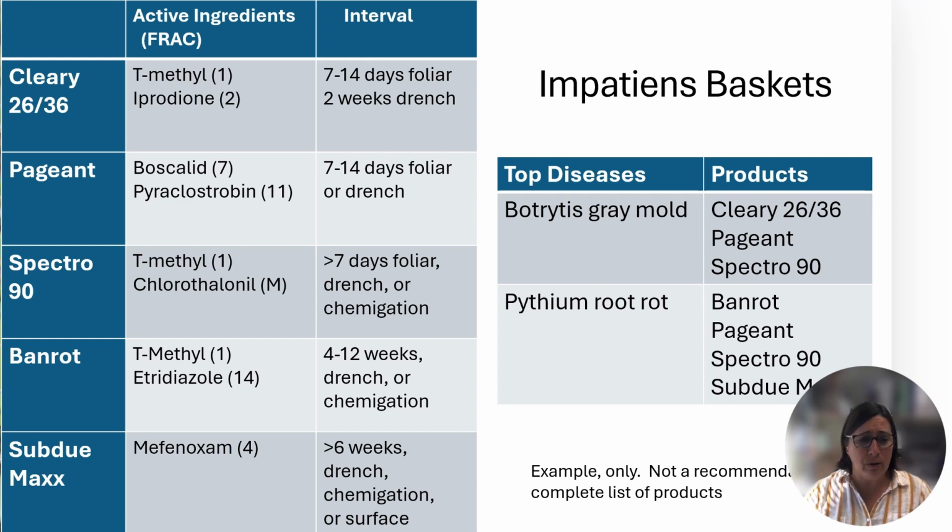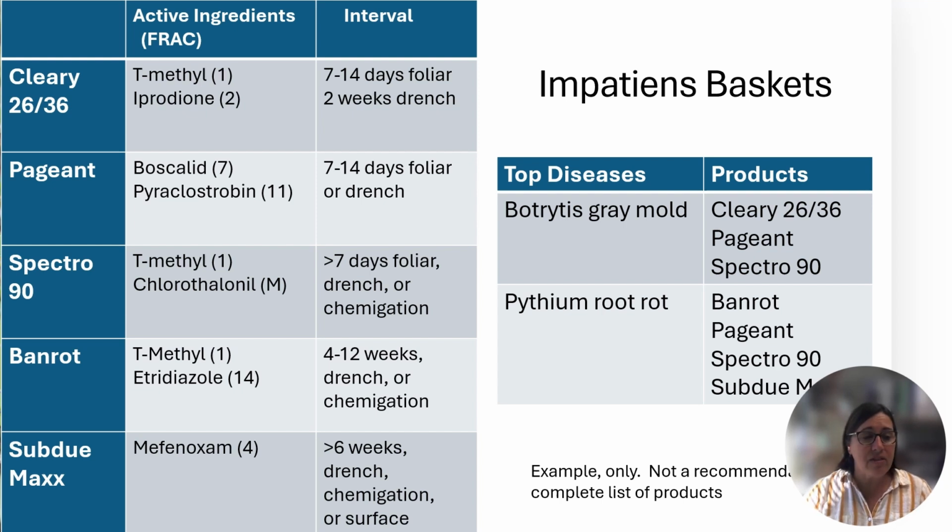Now here we have it as for Botrytis gray mold. So clearly we would be using it as a foliar spray, right? Pageant is a boscalid, FRAC 7, and pyraclostrobin, FRAC 11. That's a 7 to 14 day foliar or drench. Again, we're using it as a foliar spray for Botrytis gray mold, but look, it's listed there for Pythium root rot. So Pageant, for Pythium root rot, we would probably use as a drench, right?